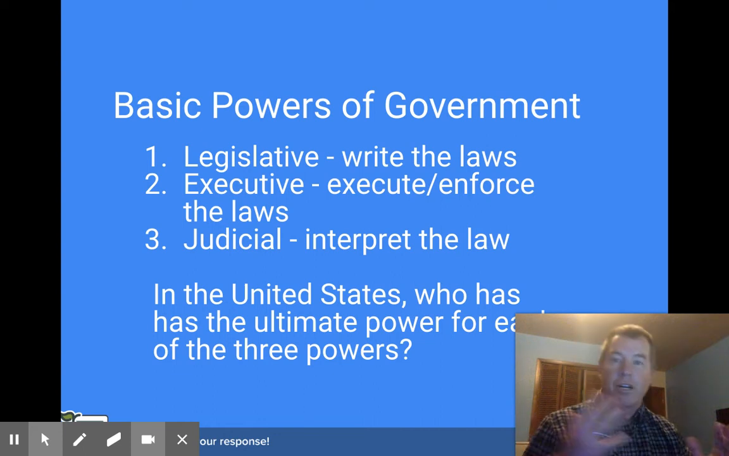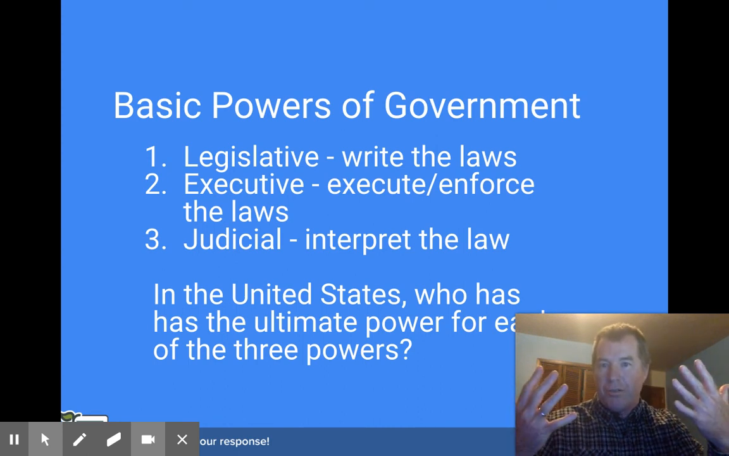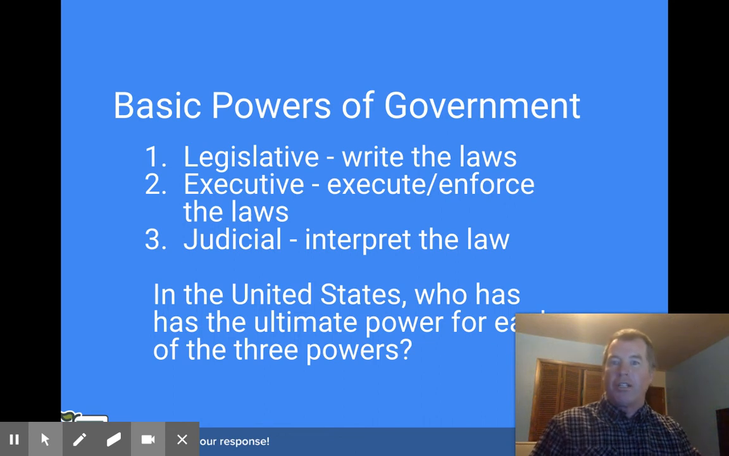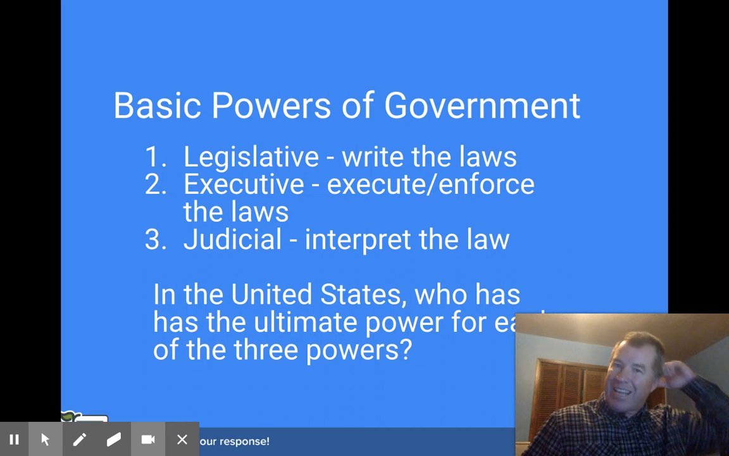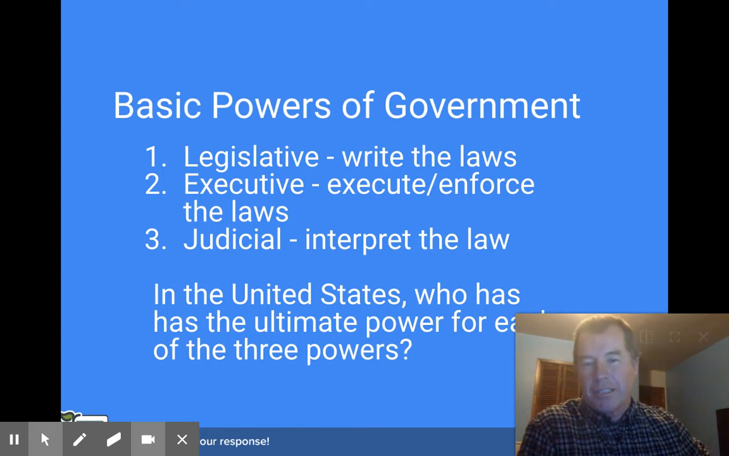They write the laws. In our system, both the House and the Senate need to write the exact same version of a law. A law can only get passed if a majority of both the House and the Senate vote for the identical legislation. It's part of our checks and balances. They both have to pass things.